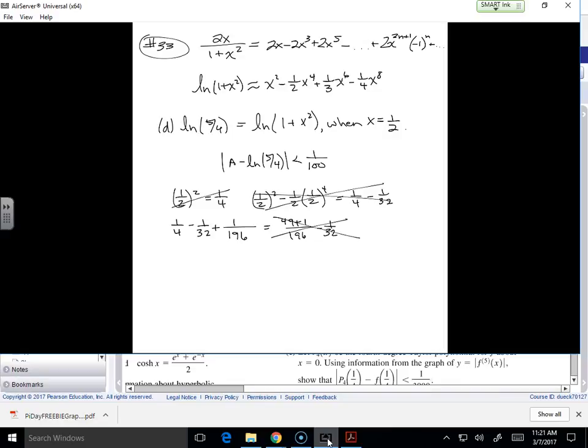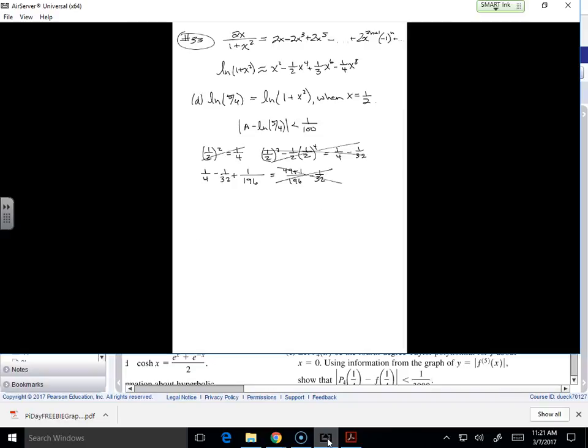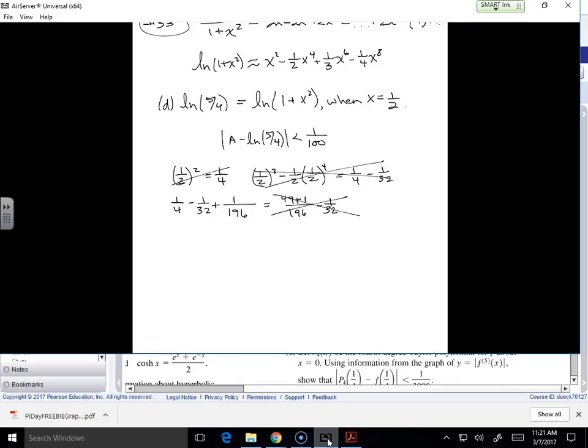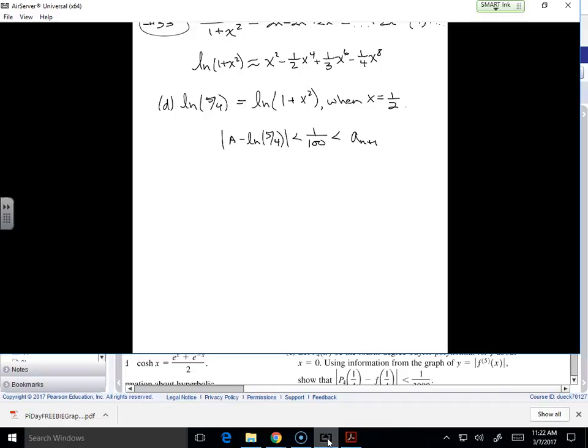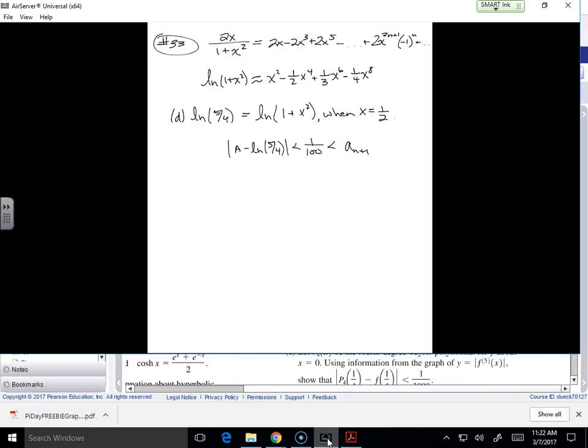Oh, wait. What am I doing that's wrong? Alternating series. Error is less than what? A sub n plus 1. So what am I doing? I'm doing the partial sums. Do I need to do the partial sums? No, silly me. So the first partial sum, or the first polynomial approximation, P sub 1 of 1/2, that was our 1/4.